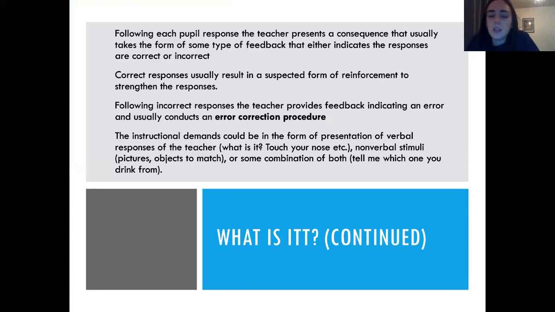Okay, so what is ITT? Following each pupil response, the teacher presents a consequence that usually takes the form of some type of feedback about whether the response was correct or incorrect. If the response is correct, it usually results in some form of reinforcement to strengthen that correct response. Following incorrect responses, the tutor will provide feedback indicating that an error has occurred, and we usually conduct what we call our error correction procedure. Again, we'll very briefly go into what that is, but we won't go into it in too much detail over this recorded training.